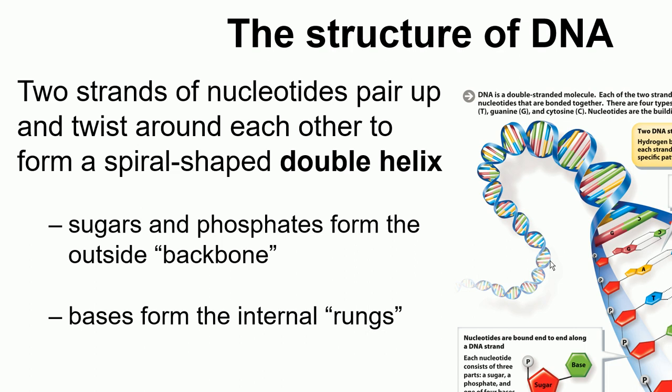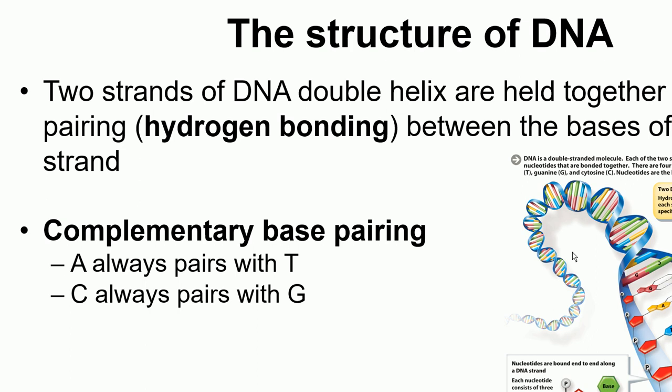These nitrogenous bases link with each other by complementary base pairing rules. On the basis of these rules, A always links with T and C always links with G. So the 2 strands of DNA are held together by hydrogen bonding between bases, on the basis of complementary base pairing rules.